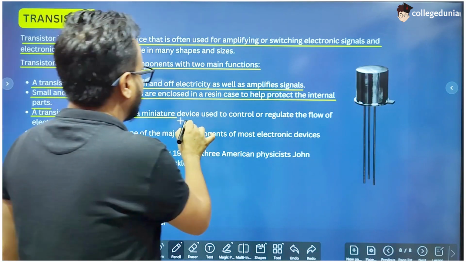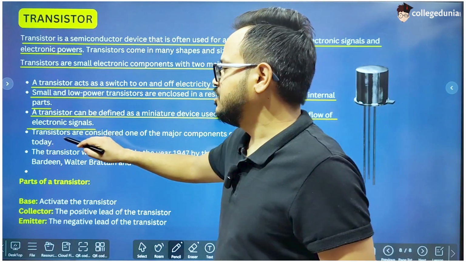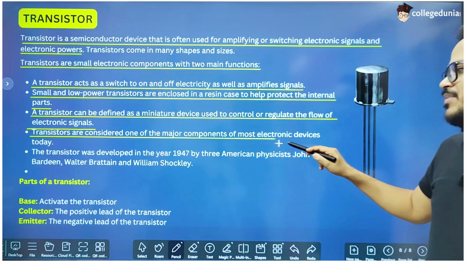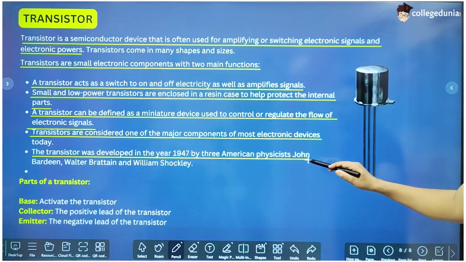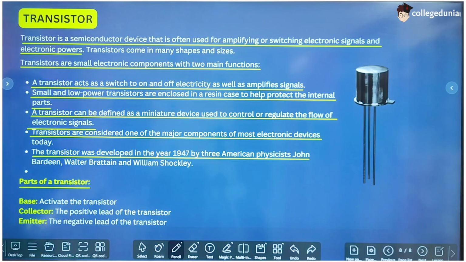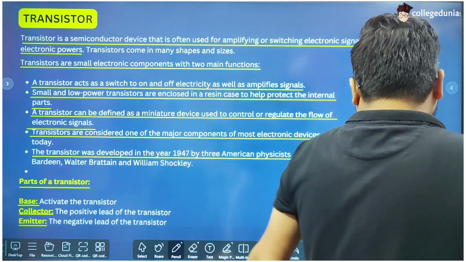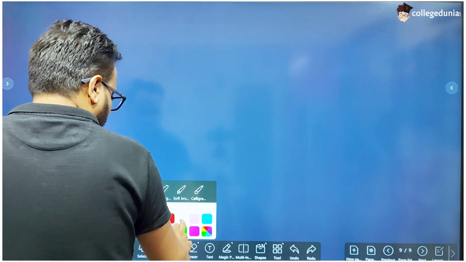A transistor can be defined as a miniature device used to control or regulate the flow of electronic signals. Transistors are considered one of the major components of most electronic devices today. The transistor was developed in the year 1947 by these three physicists. Parts of a transistor. Students, a transistor is mainly composed of three parts. One part is called the base, the other is called the collector, and the third is called the emitter. But the names and the working of all these parts will be understood only when we go into the details. So let's go into the details.